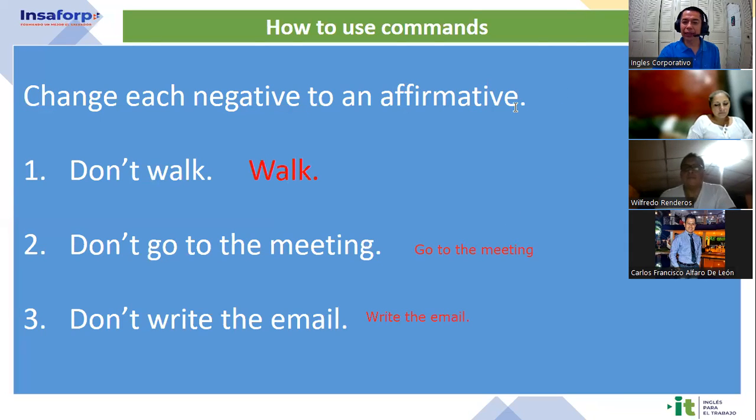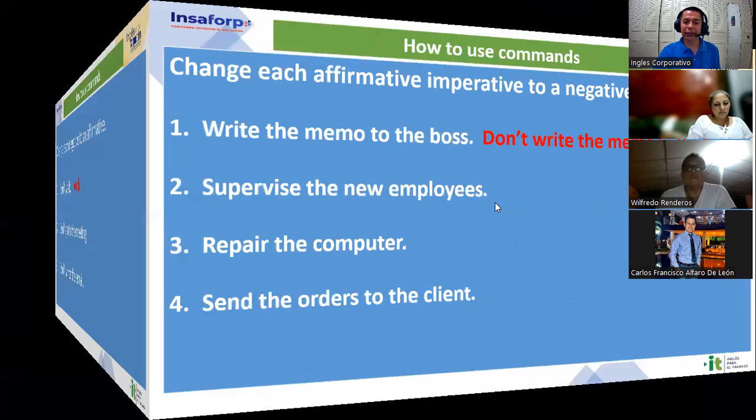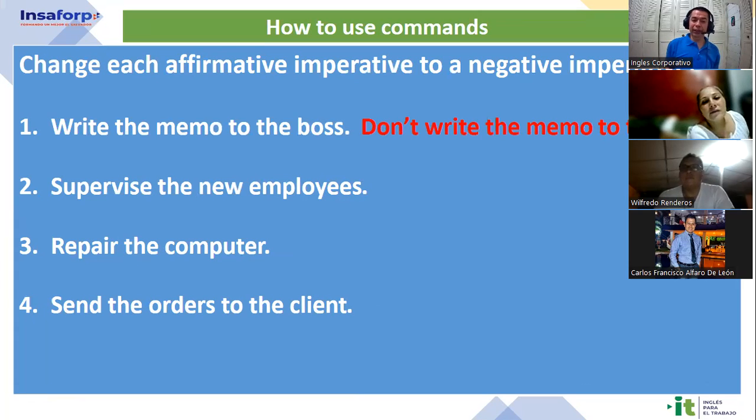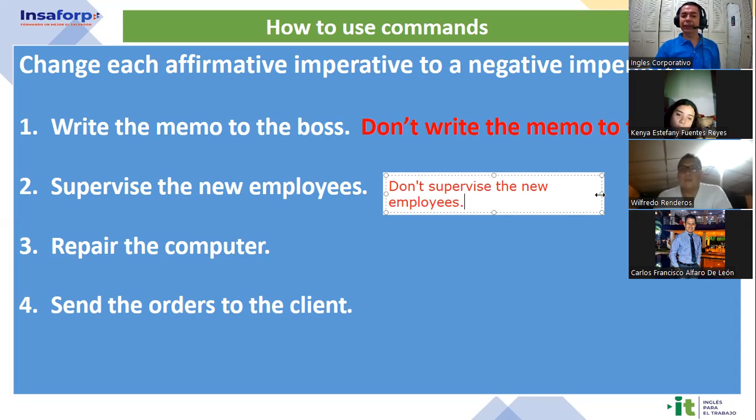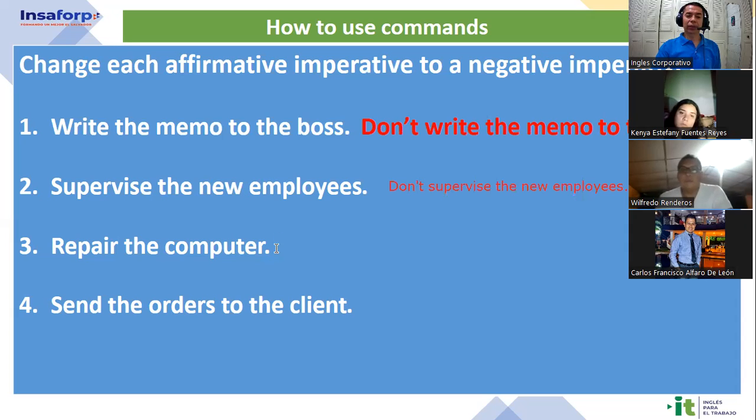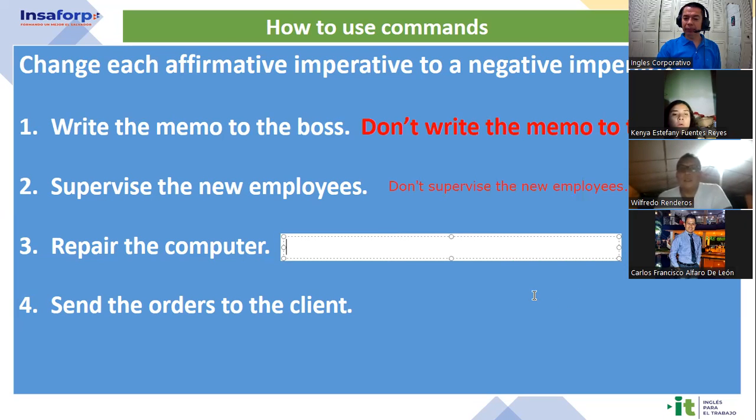Now, the next exercise is, we are going to do the opposite. The affirmative to negative. For example, write the memo to the boss. What is the opposite of write the memo to the boss? Don't write the memo to the boss, right? Good. Number two, supervise the new employees. What is the negative for this? Volunteers, please. Me, teacher. Thank you, Kenya. Don't supervise the new employees. Nice. Good. Next one. Repair the computer. Volunteers. Okay, please. Don't repair the computer.